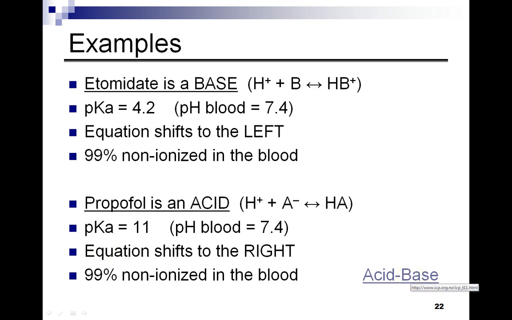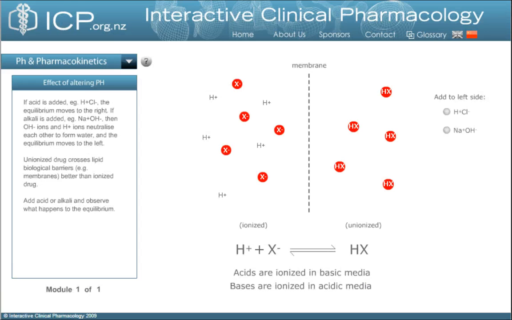Let's take a look at this simulation over here. Here we're seeing a membrane dividing. On one hand we have our ionized drugs, and the other hand our non-ionized drugs. The charged drugs can't cross the membrane. But if we add some acid to one side of this, so here comes some protons, and the excess protons mix with the negatively charged drug to make a neutral species that can cross the membrane.